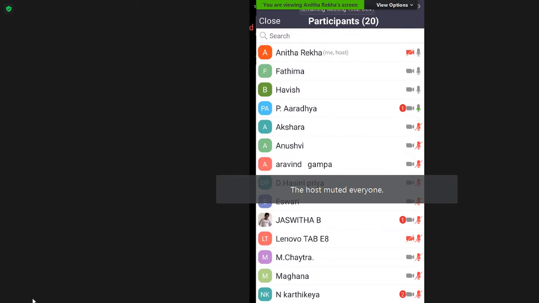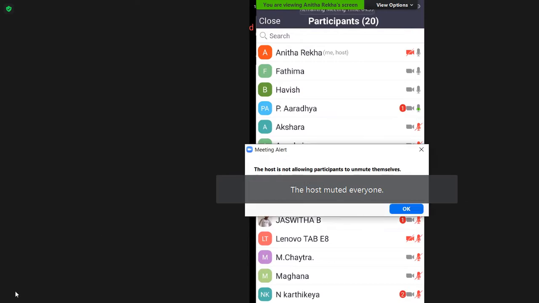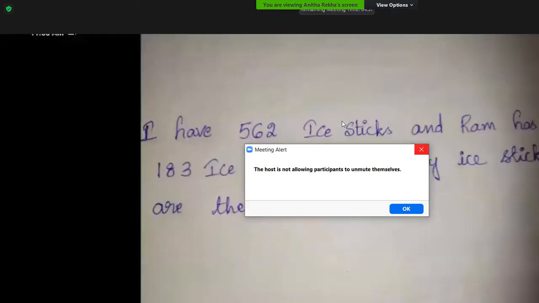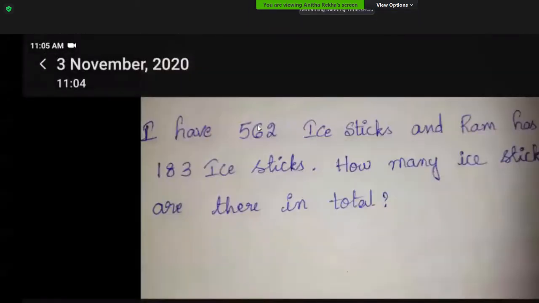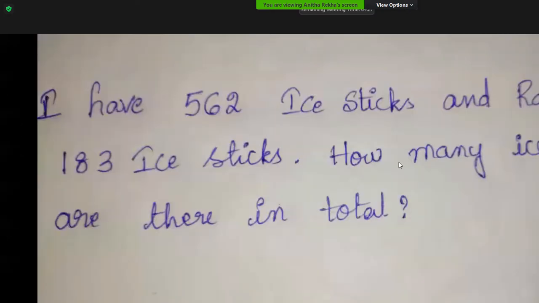The question I'm reading, observe carefully. I have 562 ice sticks and Ram has 183 ice sticks. How many ice sticks are there in total?